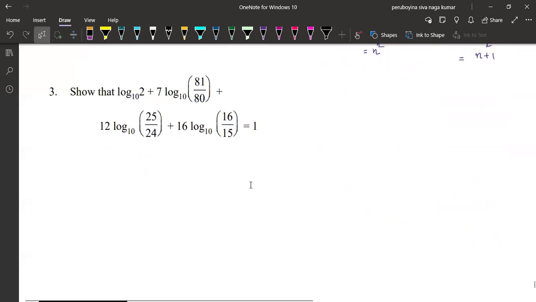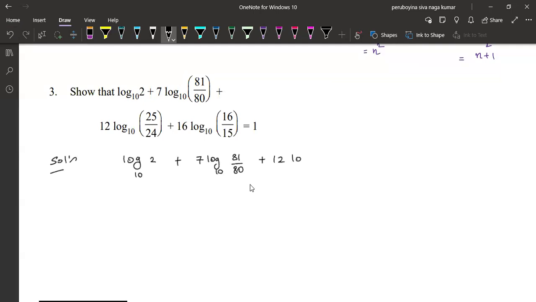Show that log 2 base 10 plus 7 log 81 by 80 base 10 plus 12 log 25 by 24 base 10 plus 16 log 16 by 15 base 10. We have to prove that this is 1.